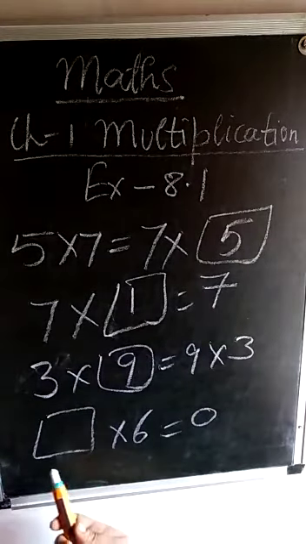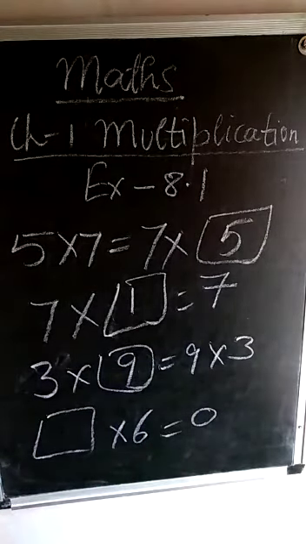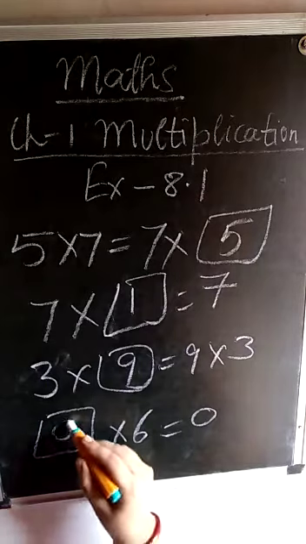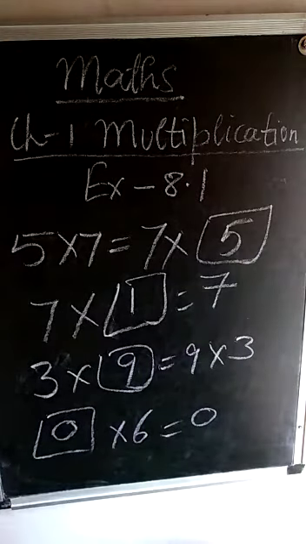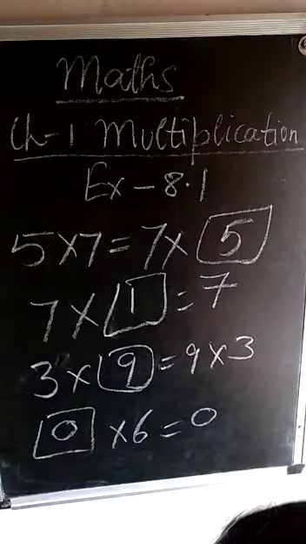Here I have to fill up dash into 6 is equal to 0. By which number should I multiply 6 so that I can get 0? That is 0. Only 0 has that property that whatever the number is, whenever it is multiplied by 0, the answer will become 0.